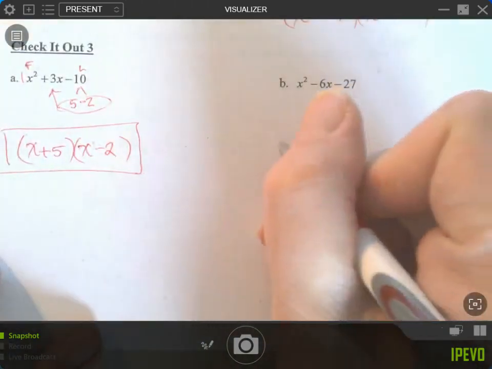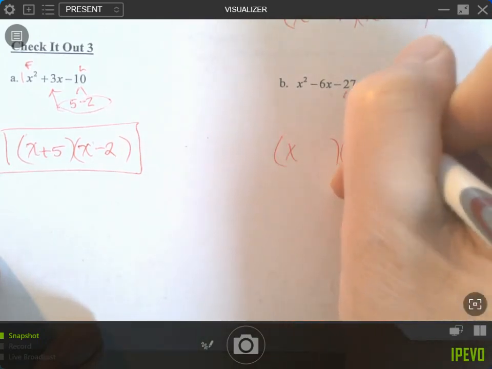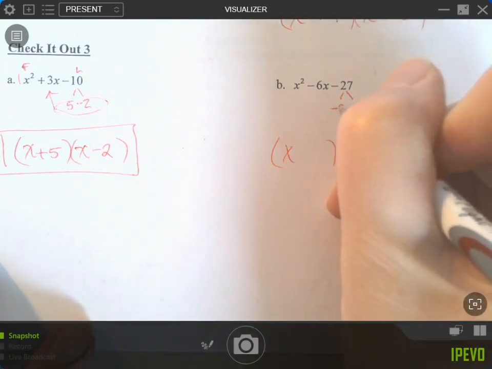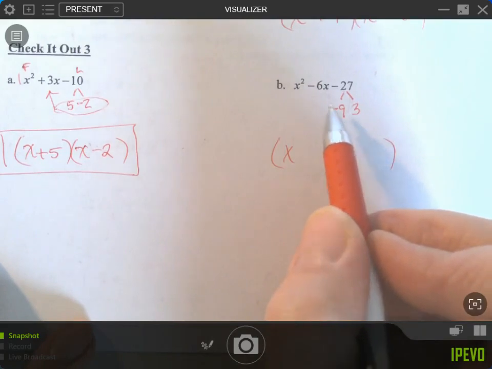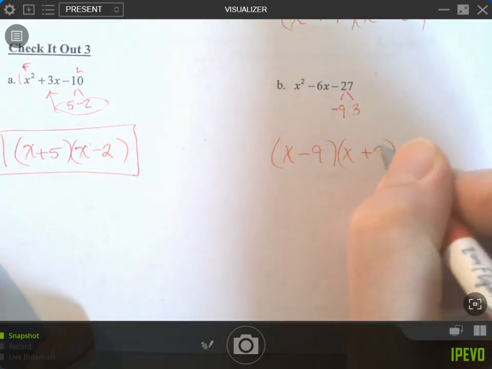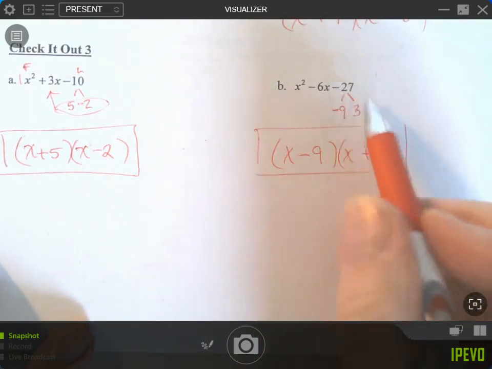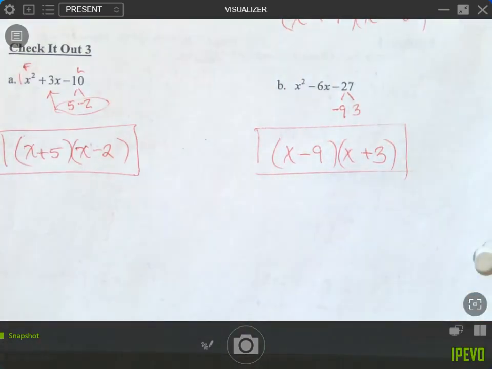All right, next one. Same deal, x times x. What multiplies to negative 27? Okay, do we agree with 9 times 3 is 27? We need a negative sign. Is this the right combination? Negative 9, positive 3. Now, there's other options, but they're not going to multiply to negative 27 and add up to negative 6.